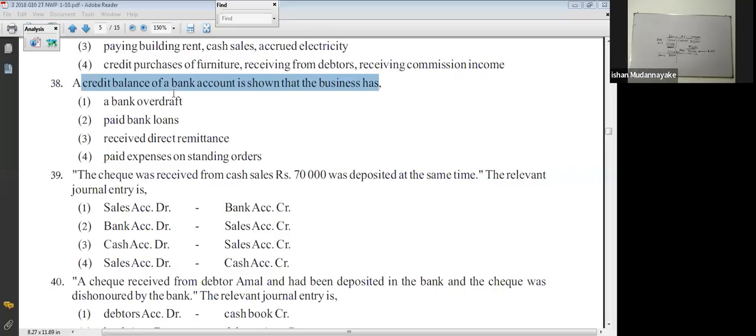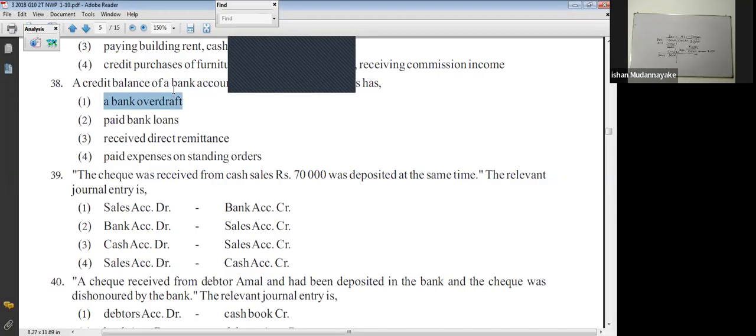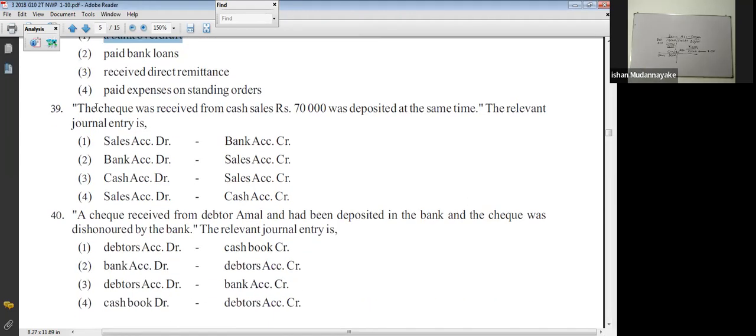And then here, question 38, the answer is the first one. Look at question 39. The check received from cash share 70,000 was deposited at the same time. What is the relevant journal entry? You collected a 70,000 check, then there was a double entry.